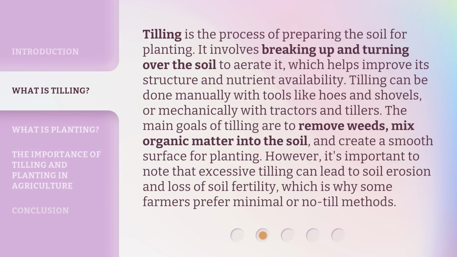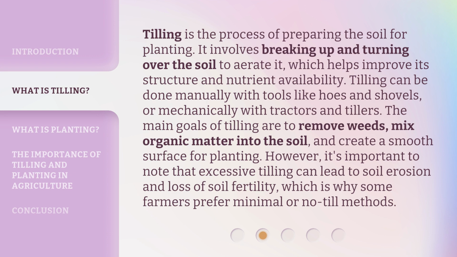Tilling is the process of preparing the soil for planting. It involves breaking up and turning over the soil to aerate it, which helps improve its structure and nutrient availability. Tilling can be done manually with tools like hoes and shovels, or mechanically with tractors and tillers.